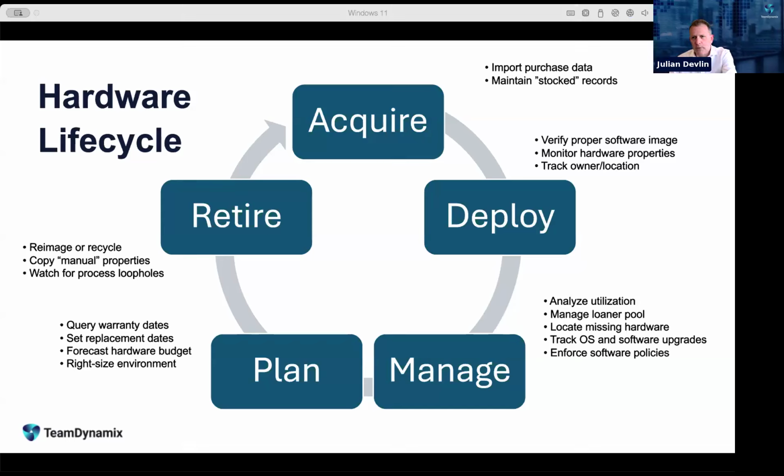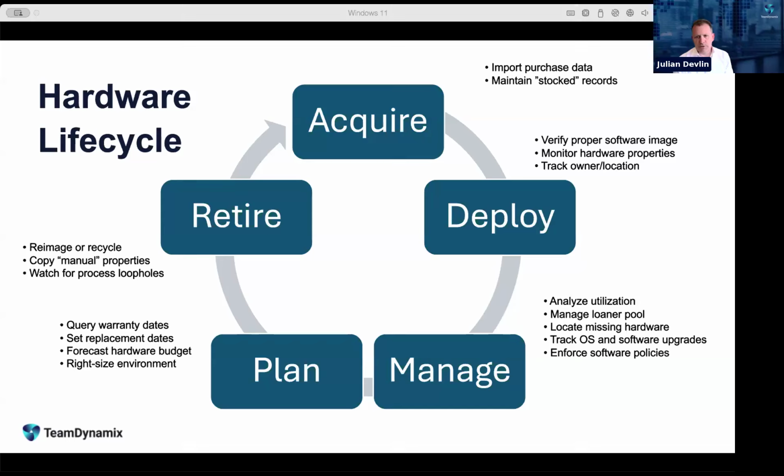During deployment, that's when an MDM or a device management product would be involved. You need to make sure that the proper software gets installed, make sure that the hardware is what you expect it to be. It has the properties that you think are there. And then you would want to keep track of the owner and location of that as you're deploying it.